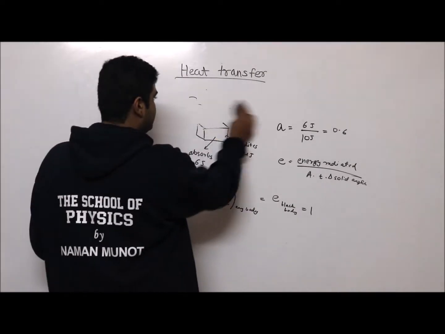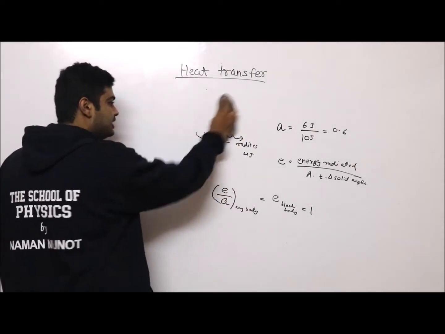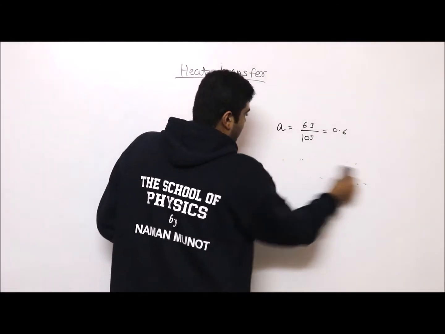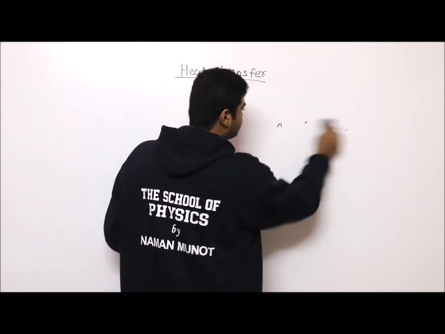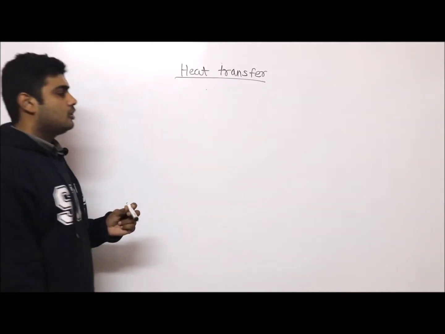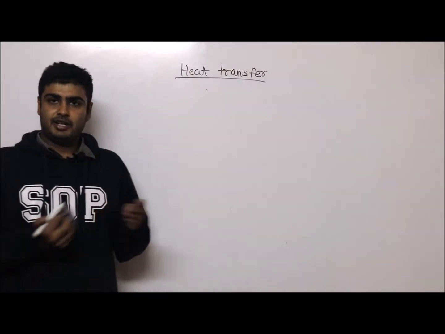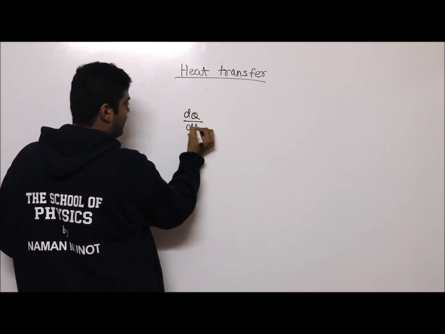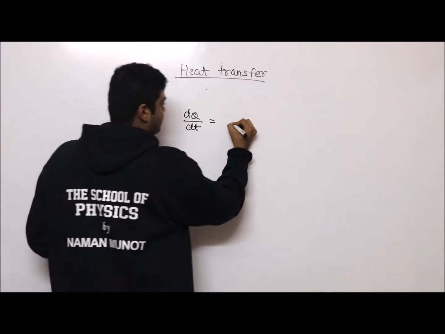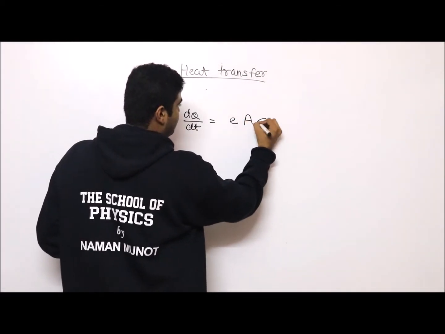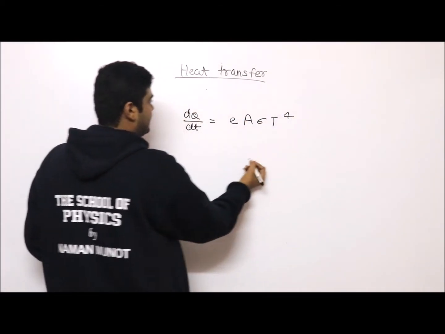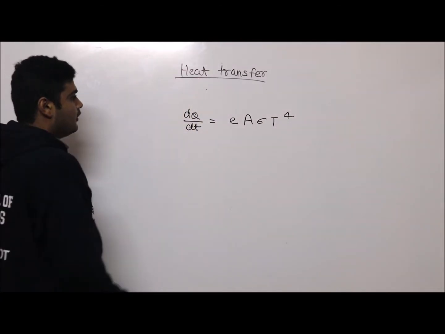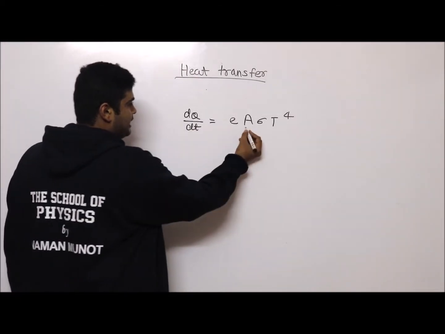Now we see the next law, Stefan Boltzmann's law. What it says is the energy radiated per unit time, dQ by dt, by any body is equal to EAσT to the power 4. That is, directly proportional to absolute temperature to the power 4, where E is the emissivity and A is the area.